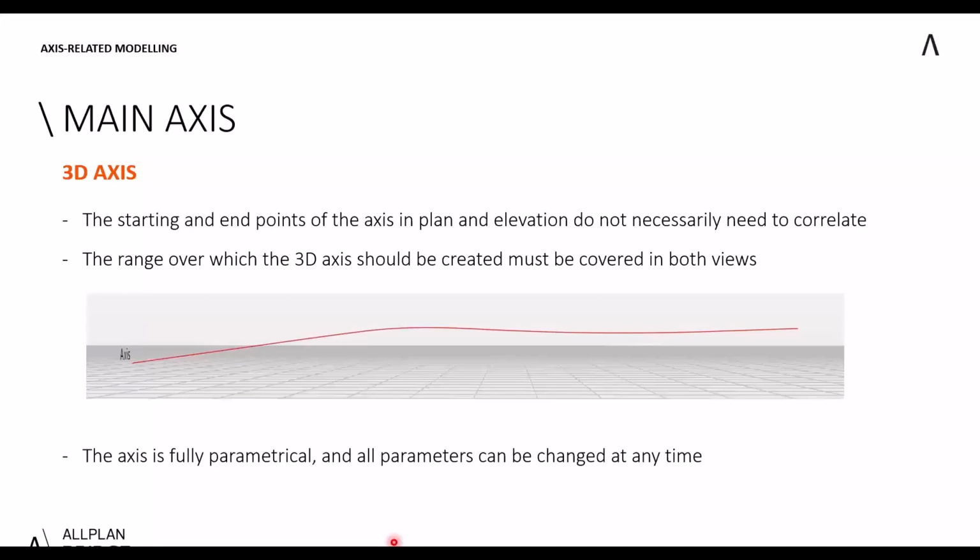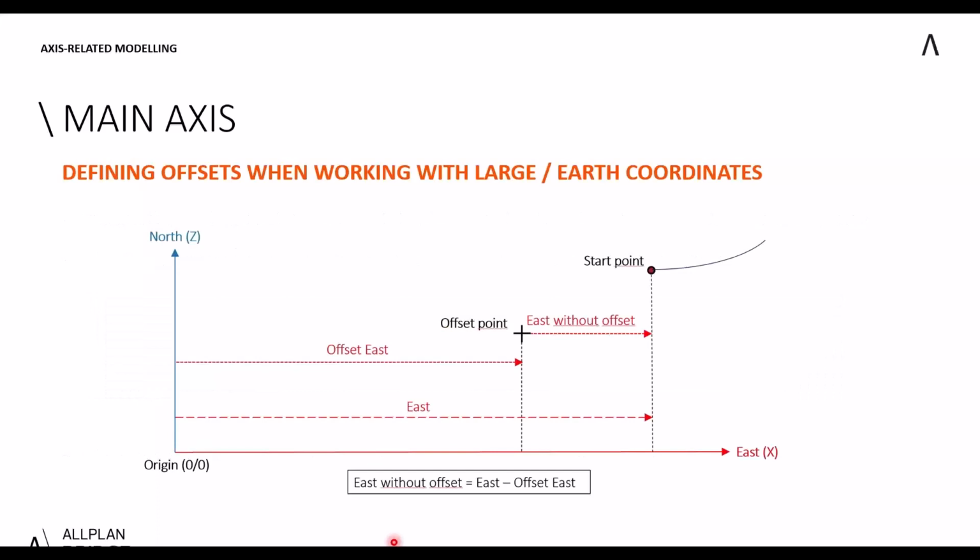And of course, the axis is fully parametrical, which means at any state of the project, you can always go back and change any of the parameters, and not only the axis, but the whole structure that is linked to it will be updated. That's about the manual definition, and let's have now some comments when using these large coordinates.